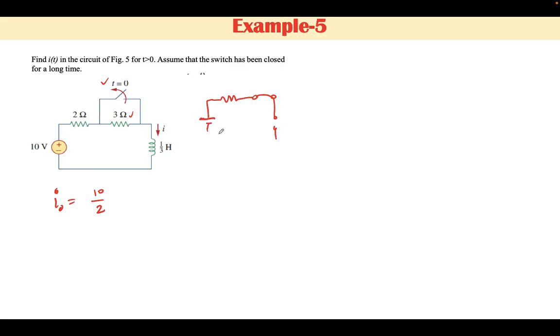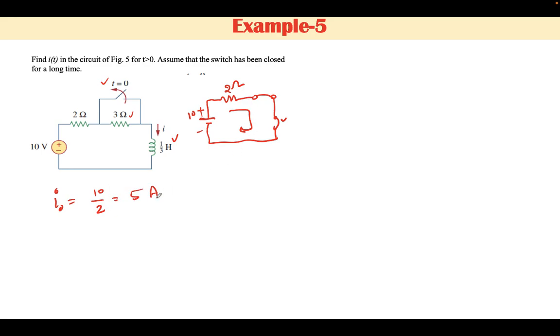The initial state of this network can be defined in this way. This is 2 ohm, this is 10 volt, plus minus. The inductor behaves like a short circuit for DC, and hence it is shorted. Since this switch was initially closed, this 3 ohm resistance was shorted, and hence we can find out the current in the initial state, that is 10 divided by 2, 5 ampere.